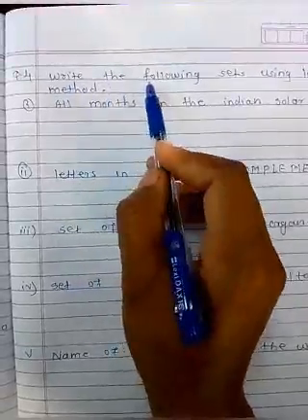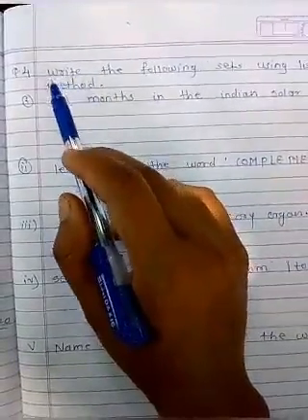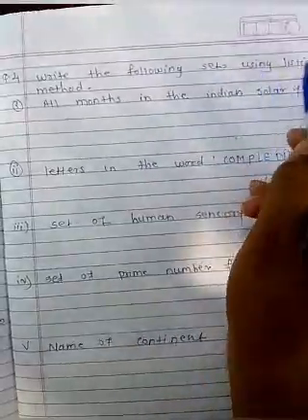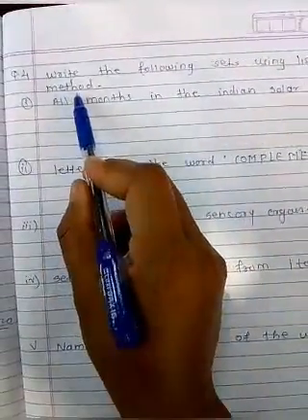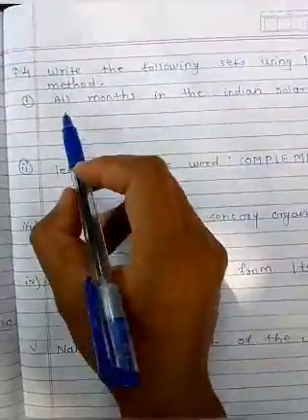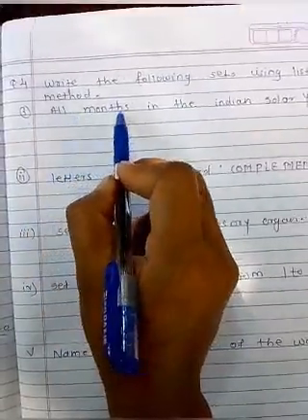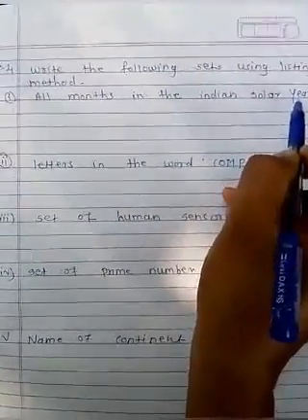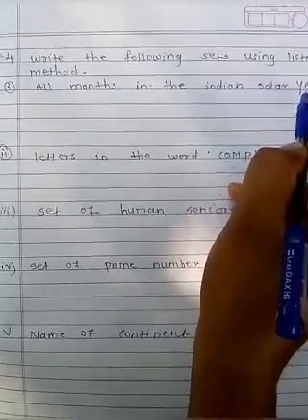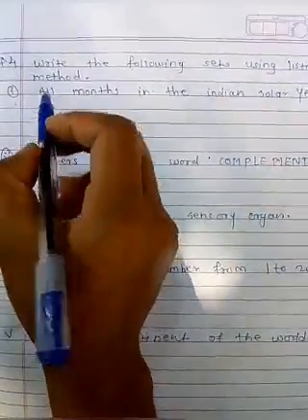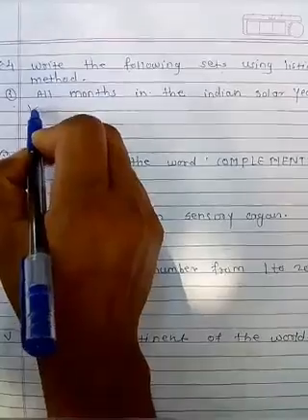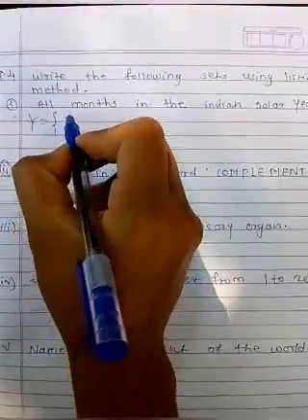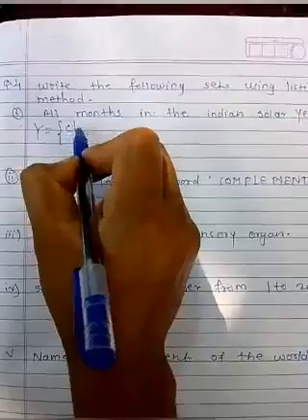Last question of this exercise is question number 4. Write the following sets using the listing method. First question is what? All months in the Indian solar year. So we write the name by capital letter Y. Which are the months? Which are those months?